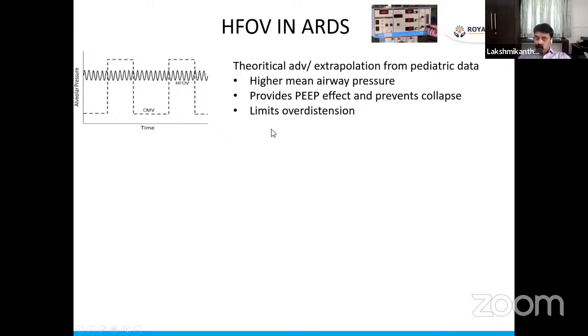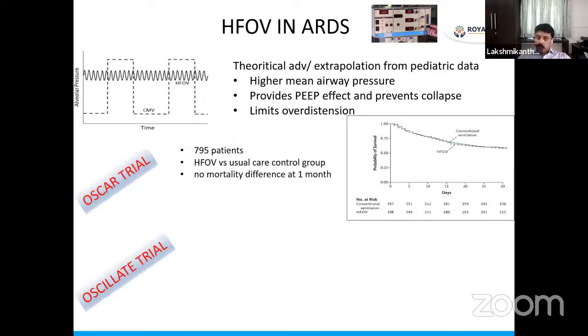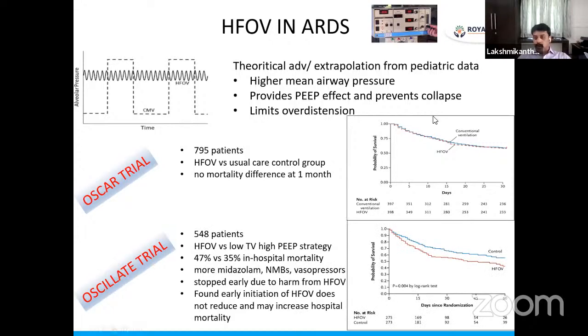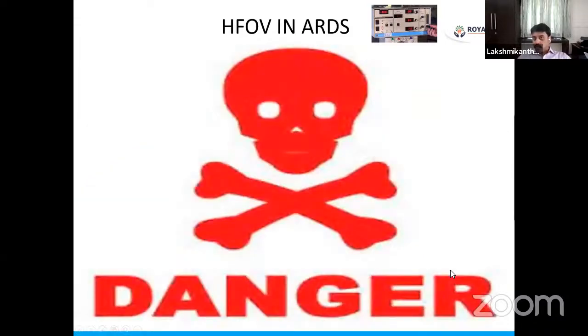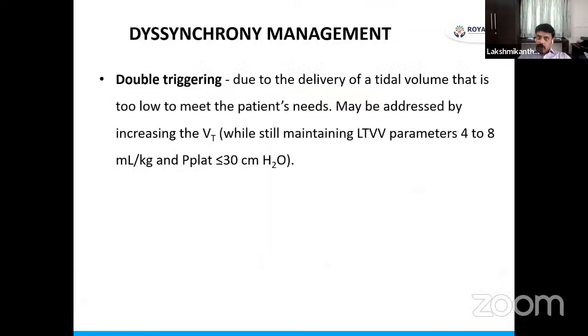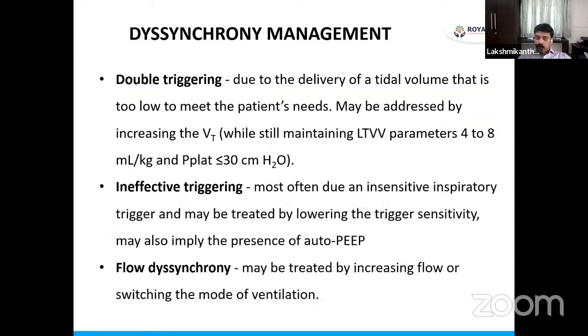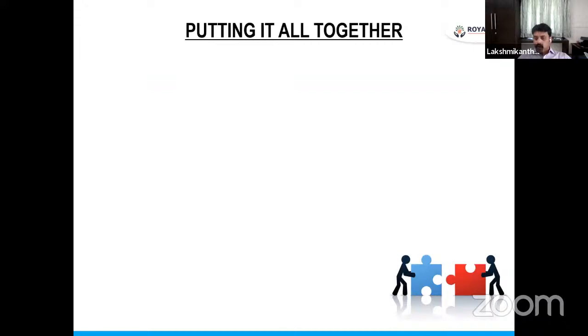Whether this was all obtained in practice, we can look at the OSCAR and the OSCILLATE trials on HFOV in ARDS. It was clearly proven in the OSCAR trial that there was no major advantage. But what happened in the OSCILLATE trial is that there was more mortality with the use of HFOV when compared with the normal patients. This brings us to the point that HFOV is not recommended for ARDS. It can be dangerous. Next, if a patient has dyssynchrony because of double triggering, ineffective triggering, or flow asynchrony, please try to correct it.